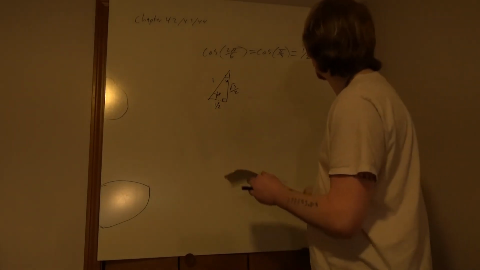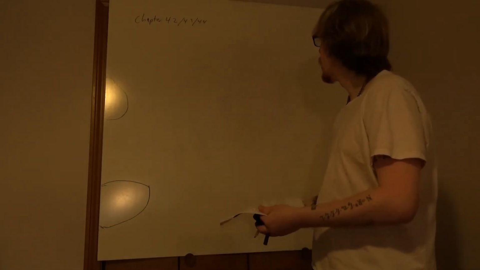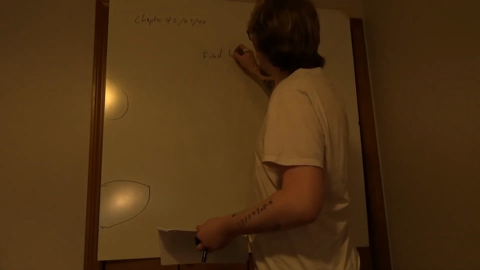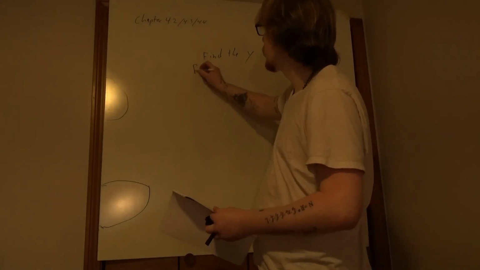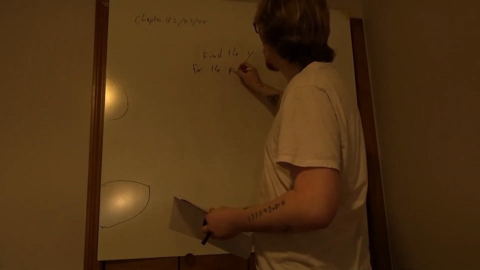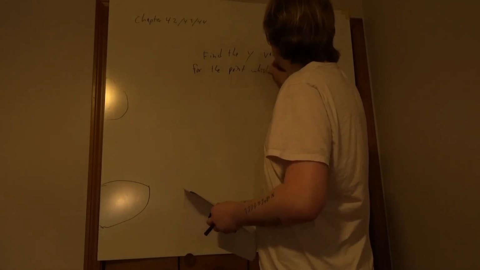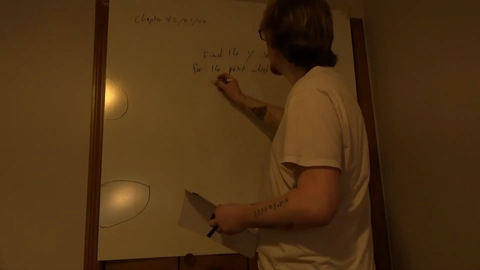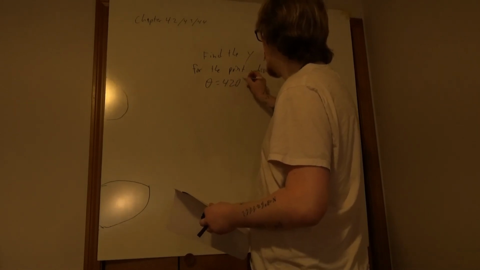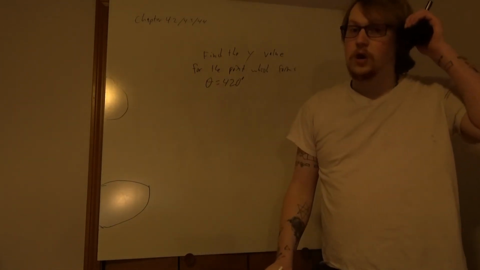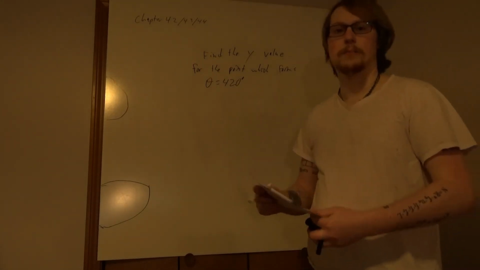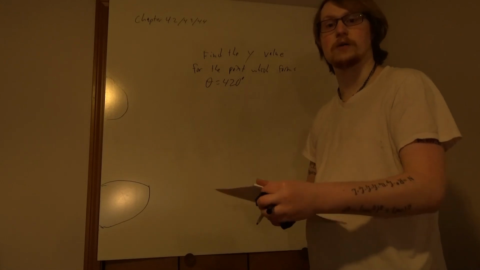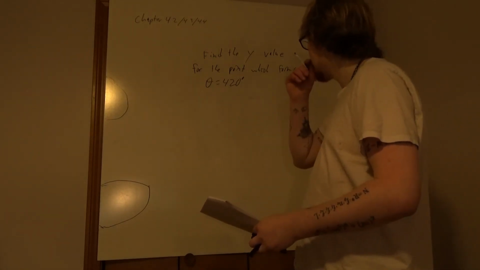The next one says, find the y value for the point which forms theta equals 420 degrees. Right, so I kind of paraphrased what I have exactly in the notes, but the point is that we can use the unit circle and these known values for sine and cosine to figure out what this is.